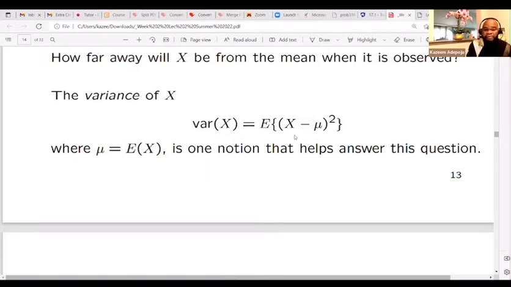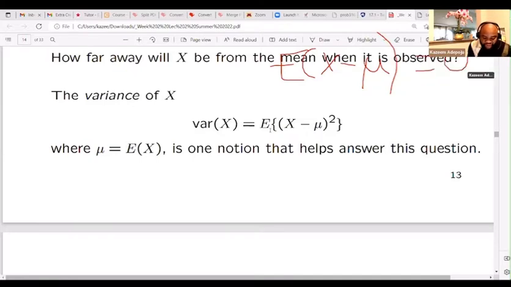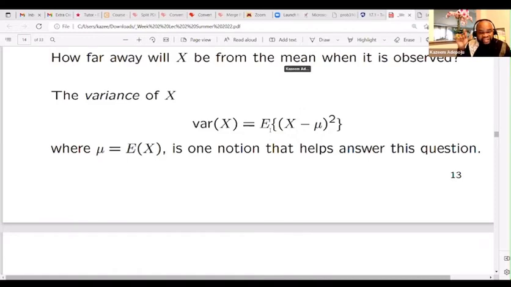Good job. But we are squaring this. When you square that, we don't expect it to be 0. What you just said, the expected value of X minus mu, is 0. But when it is squared, it is not equal to 0. When it is squared, that is the variance.